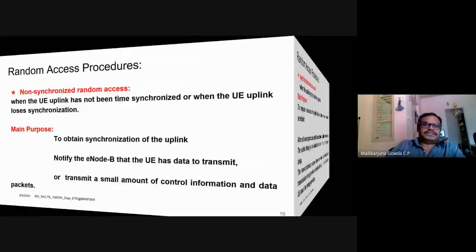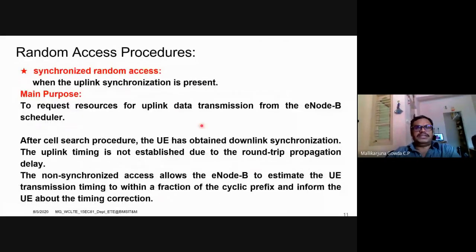And the synchronized random access is used when the uplink synchronization is present. Its main purpose is to request resources for the uplink data transmission from the ENB scheduler. When uplink synchronization is there, during that time we use this synchronized random access, to request the resources for uplink data transmission from the ENB scheduler. I think this point I already told.